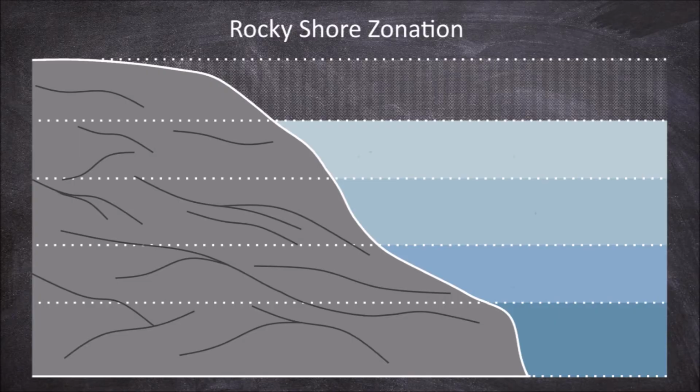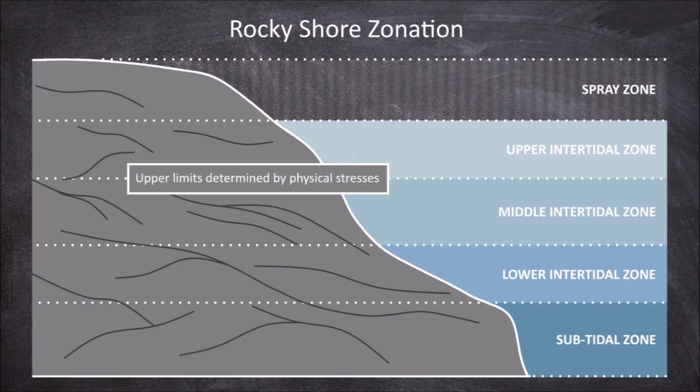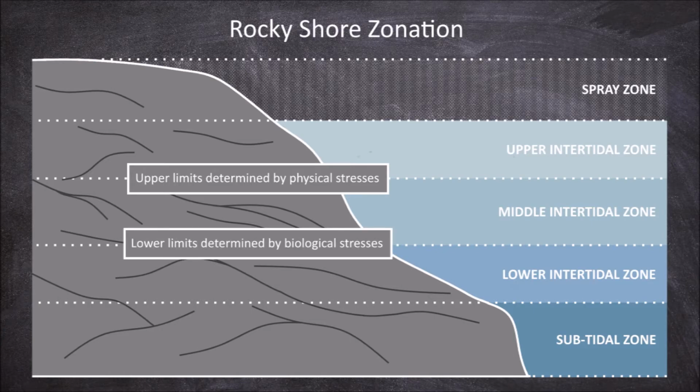The rocky intertidal can be divided into 4 general zones: the spray zone, the upper intertidal zone, the mid-intertidal zone, and the lower intertidal zone. Just below the lower intertidal zone is the subtidal zone. Often in the intertidal, an organism's upper limit is determined by the physical stresses, such as the organism's ability to cope with desiccation or temperature fluctuations, whereas an organism's lower limit on the rocky shore is more determined by biological factors, such as predation and competition.